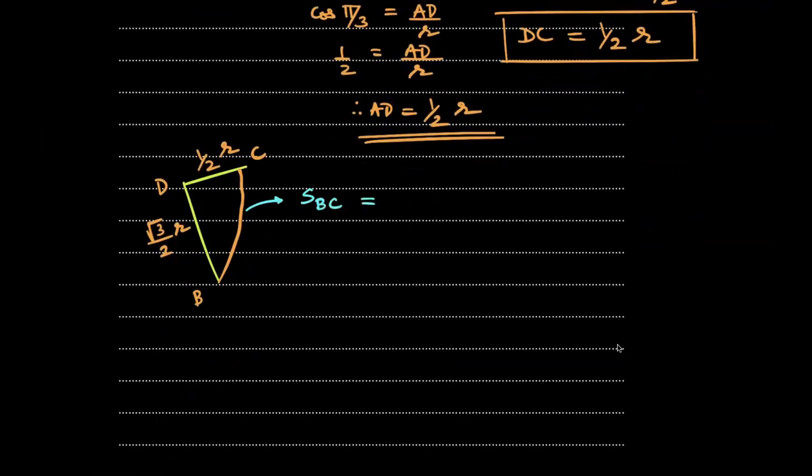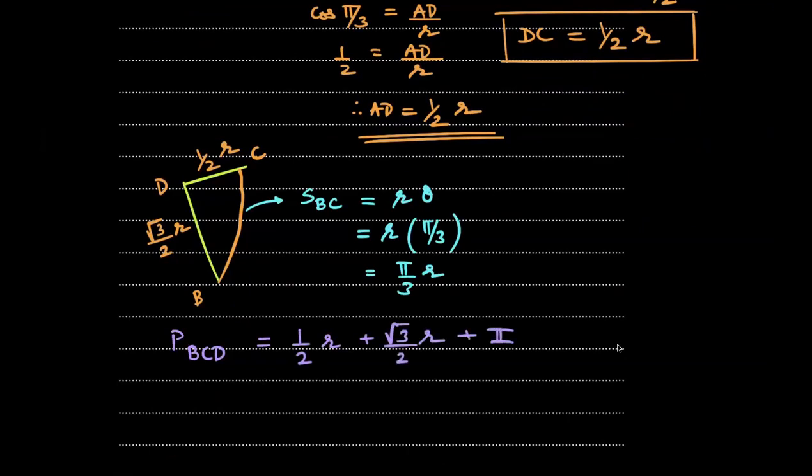Now, arc length BC is based upon R theta. R is R and theta is pi by 3. That is pi over 3 R. So now we have everything. So the perimeter of this segment BCD is half R and root 3 over 2R and pi over 3R. Again, if you want, you can take R common, that is half plus root 3 over 2 plus pi over 3, in units. This is the answer for this particular part.